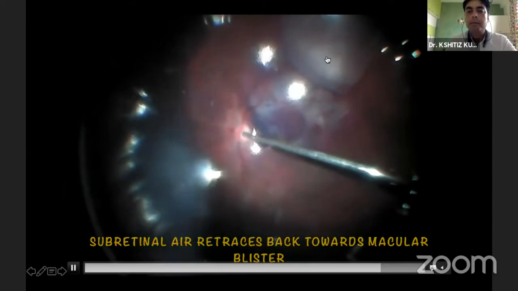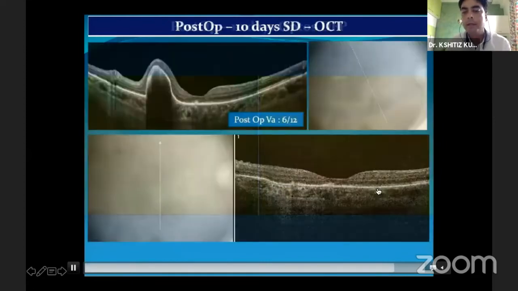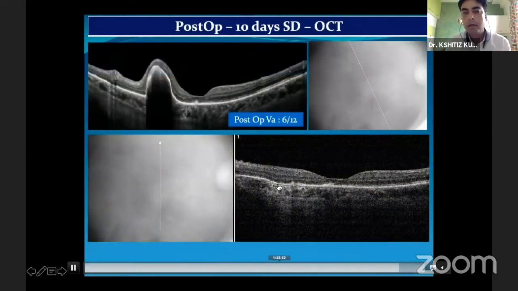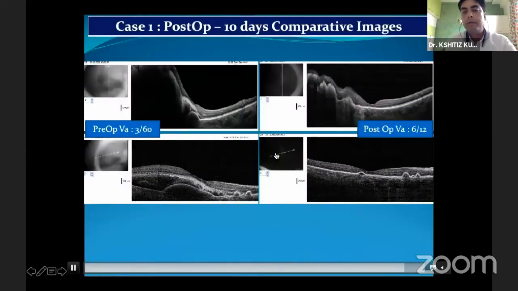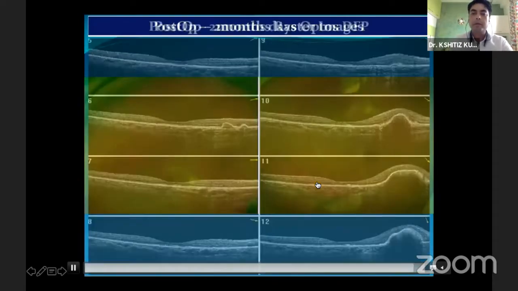And we can see that the air bubble has retraced back towards the hematoma. And this was post-op 10 days. On ultra wide field fundus imaging, we can see that the hemorrhage had gone down, and a beautiful recovery of the macular anatomy was achieved. And this was 2 months post-op with a very good vision recovery.